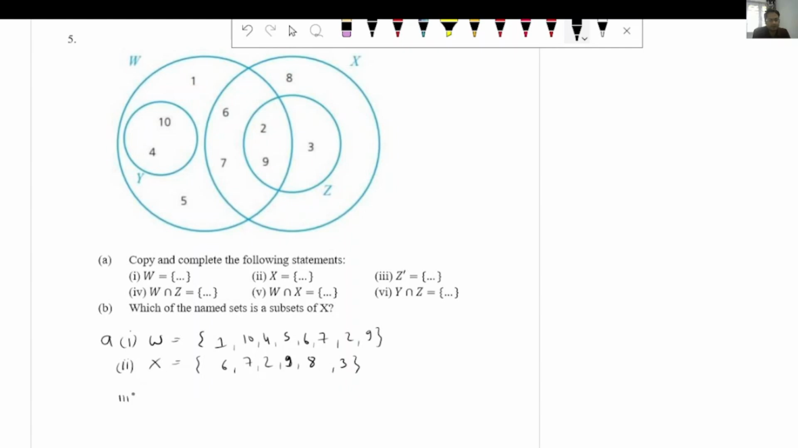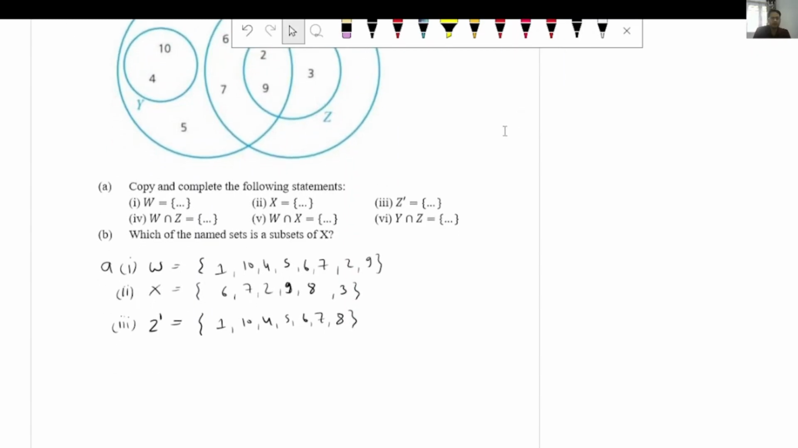In the third part, you need to write all the elements except z. So except z, where z is 3, 2 and 9, anything except these numbers will be included. So 1, 10, 4, 5, 6, 7 and 8. So 2, 3 and 9 will not be included.